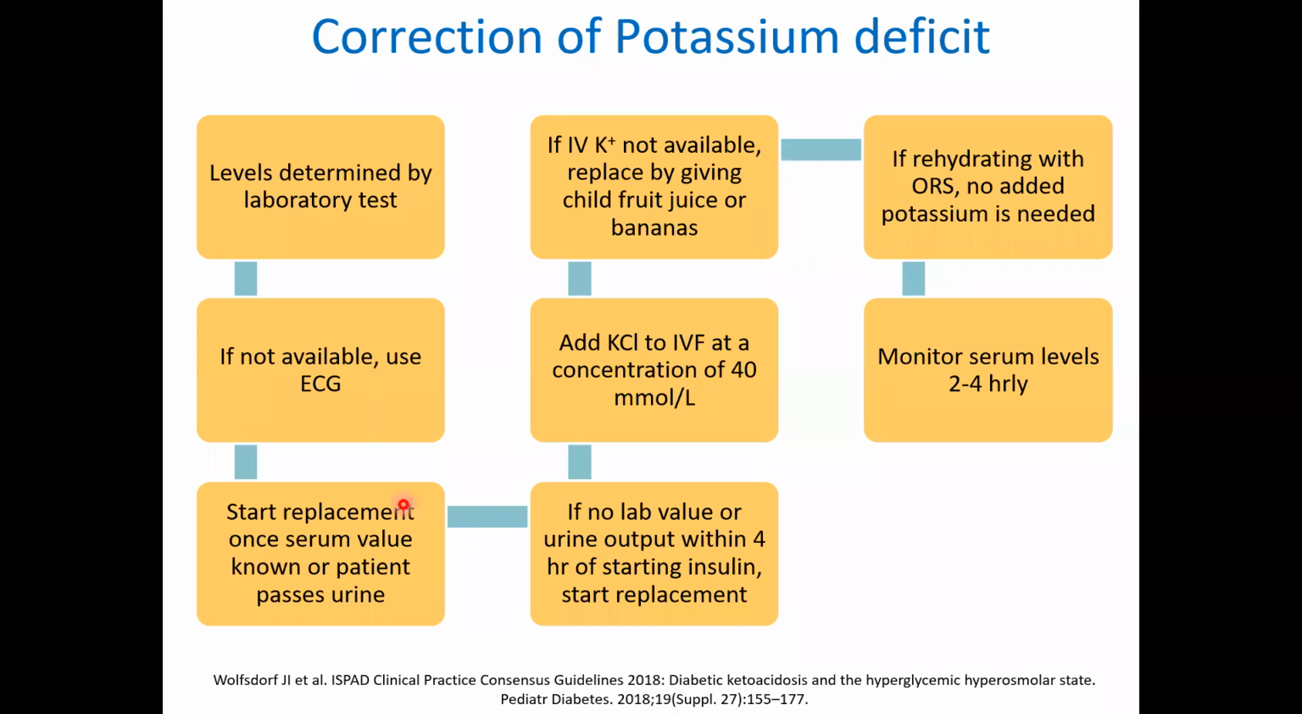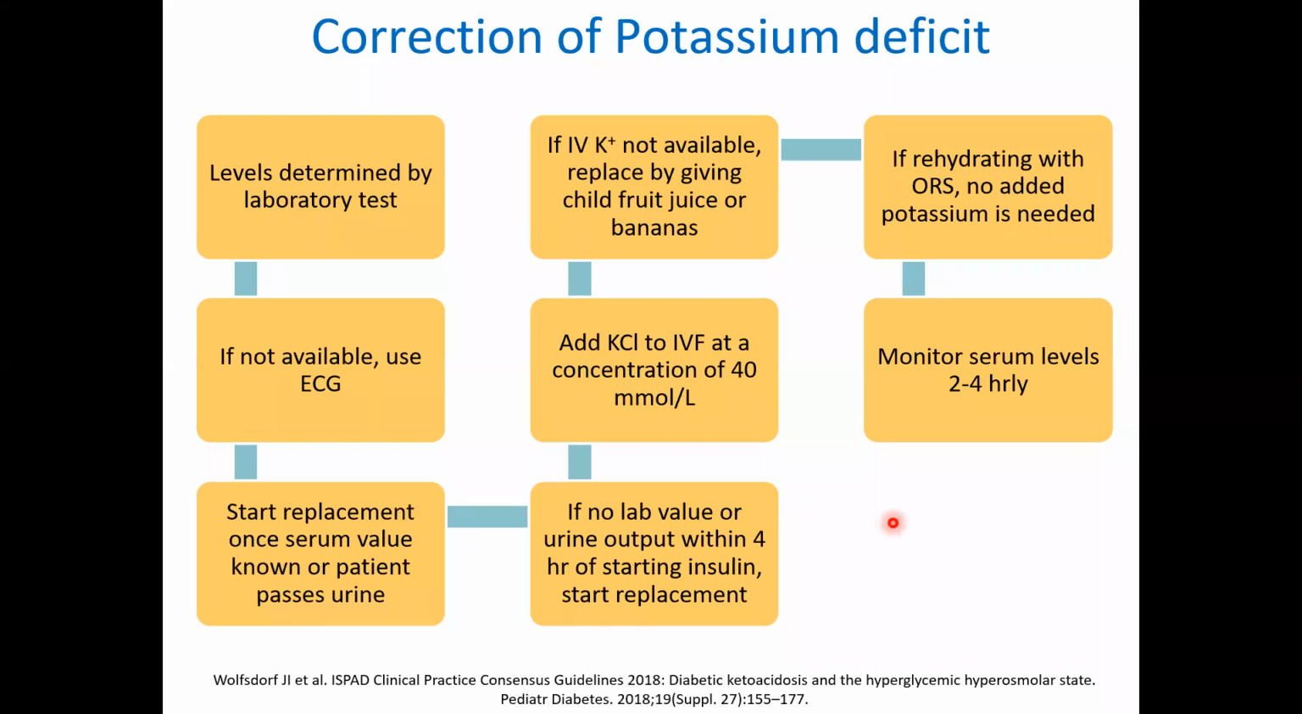And then we start replacement of potassium once the serum value is known or the patient passes urine. Now, the risk of starting potassium without knowing the levels or not doing an ECG is that if the patient has acute renal failure, then they're likely to have hyperkalemia. And then if you give potassium to this patient, you can actually cause a cardiac arrhythmia and death. So it's always important to either get a level or do an ECG.